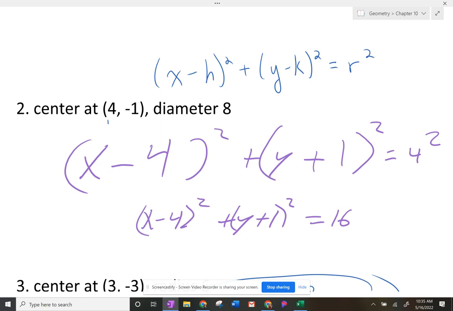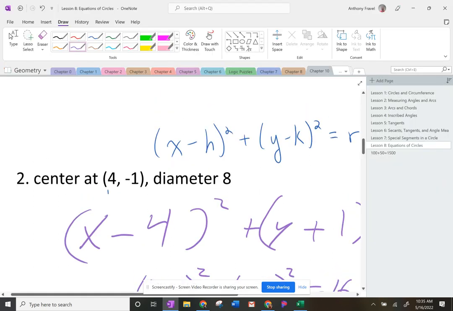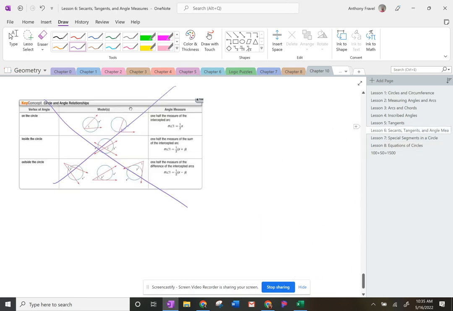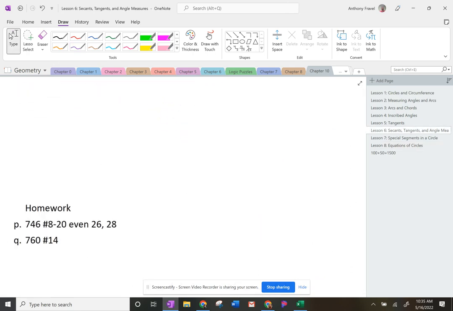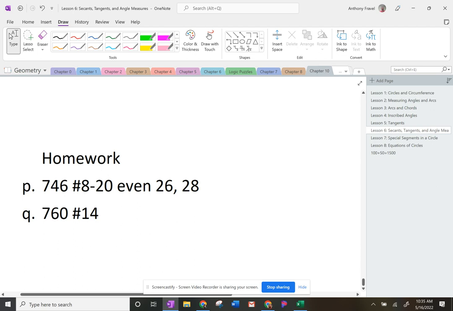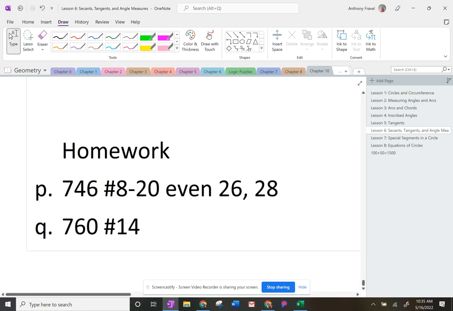And I've ran out of time. I'm going to show you the assignment. It'll be up tomorrow. And I'll post both those sets of notes for you. But the stuff for tomorrow, I'm going to post it at 746, 8 through 20 even, 26 to 28, 760, number 14. Yes. It's going to be due on, for you guys, Wednesday. Yeah, not due on tomorrow.